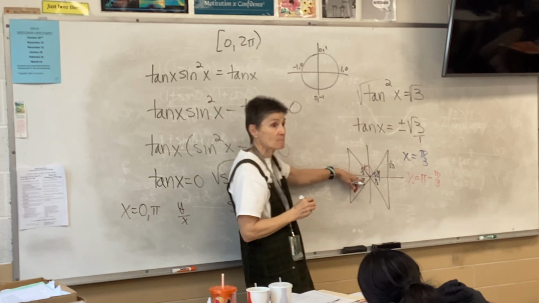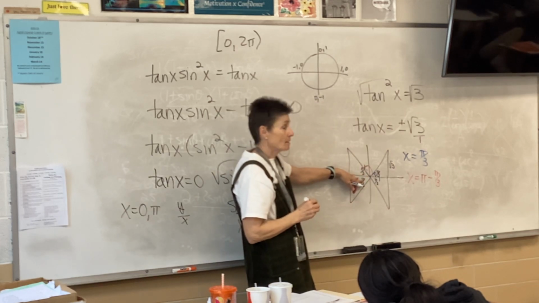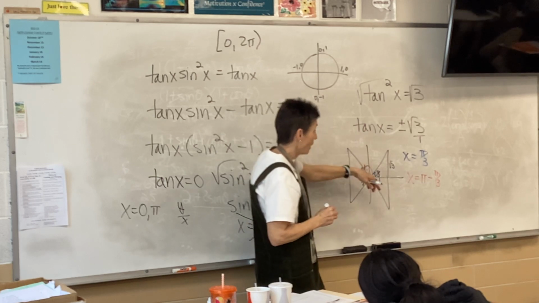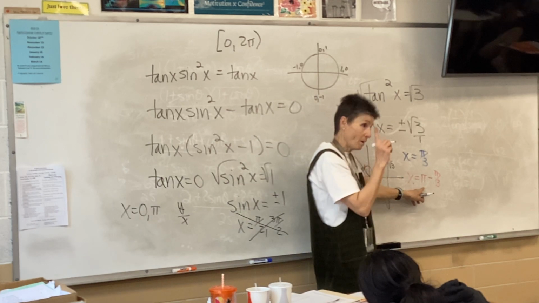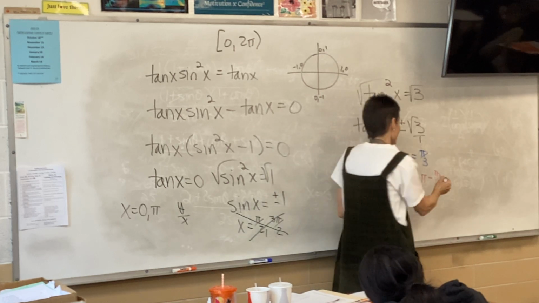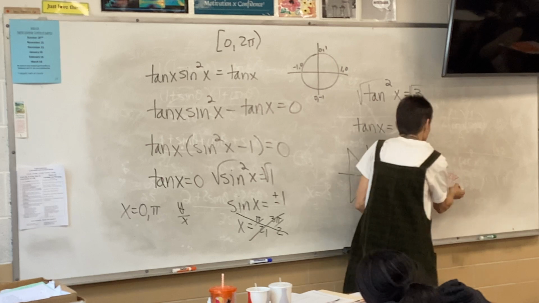Here's pi. My hand is pi. Minus pi over 3. So what's pi, a whole pi, minus a third of a pi? 2/3 pi. So 2 pi over 3. That's your red one.